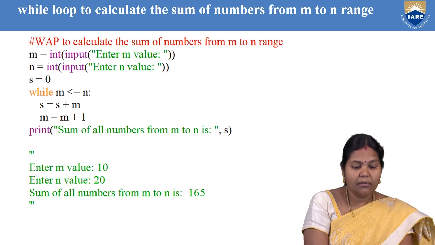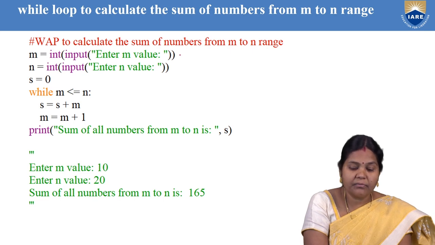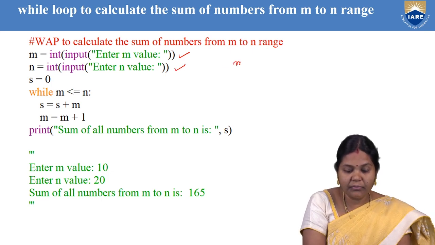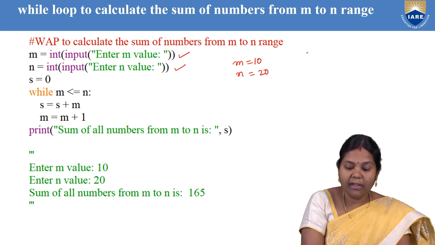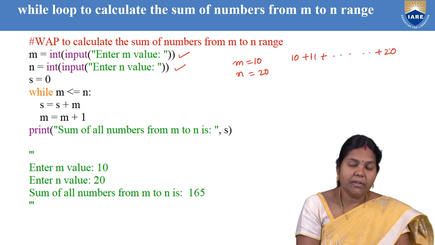So, for that, first we have to read what is the range, what is the value for m and n. So, first you read the value of m, and you read the value of n. For example, the value of m is equal to 10 and n is equal to 20. That means I want to find out the sum of the numbers from 10 to 20, including m and including n.